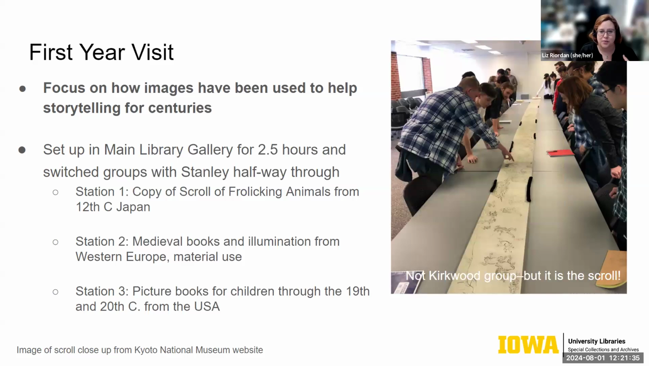Station 2 was about medieval illumination in Western Europe. So what we had on this table was a Book of Hours out and a couple copies of famous medieval works. So the Book of Hours we did have under a vitrine, but there were facsimiles that they could flip through. But then we had pieces of parchment and old paper. I had some gall nuts, lapis lazuli, other materials used to make ink, some quills and things like that.